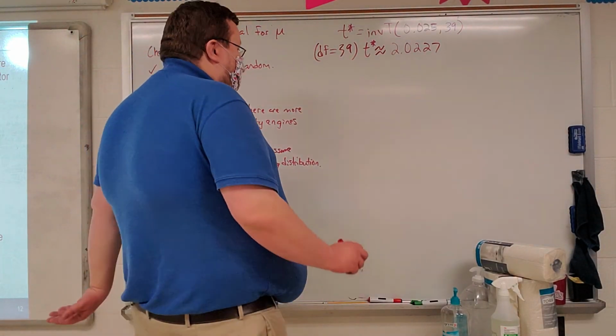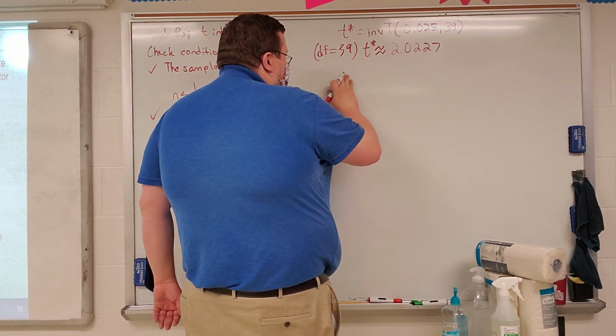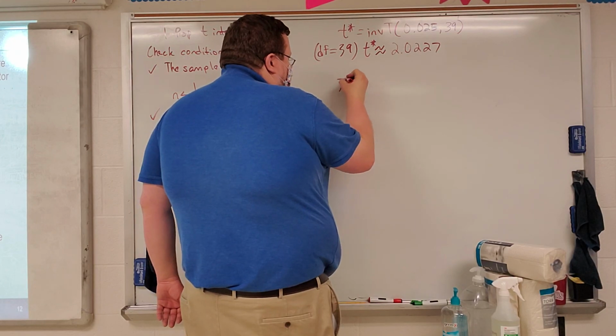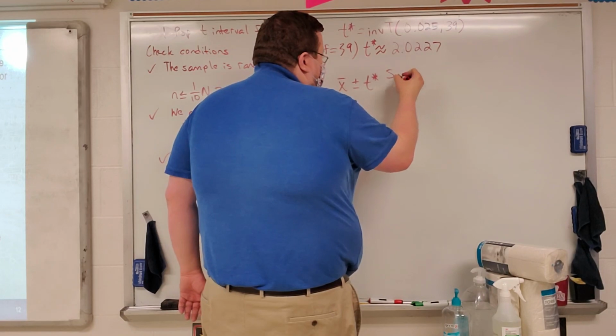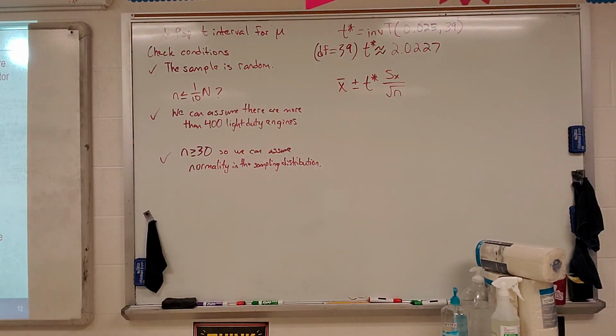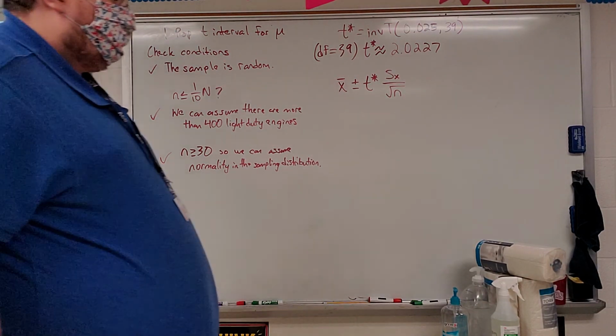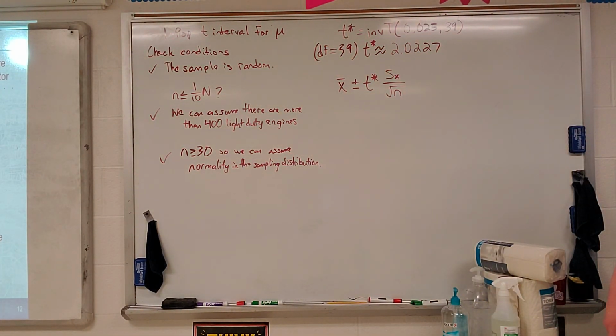So our interval will be x bar plus or minus t star times s_x divided by the square root of n. That's our formula for the confidence interval of a mean, for mu. We're gonna get this problem done real quick. It'll take like a second.